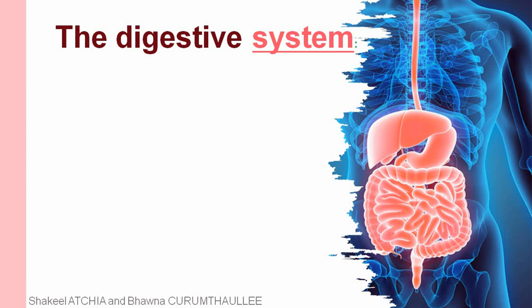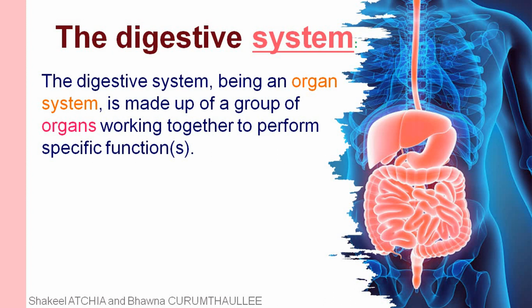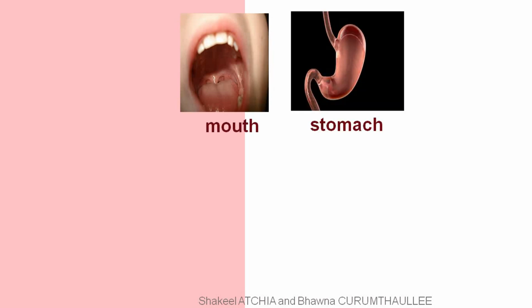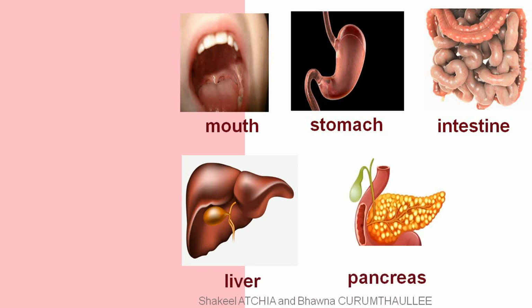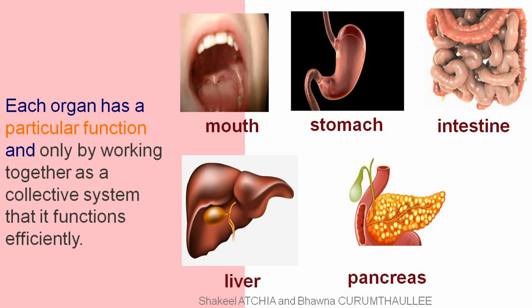As seen from the video, the digestive system being an organ system, it is made up of a group of organs all working together to perform a specific function. Which organs work together in the digestive system? There is the mouth, the stomach, the intestine, the liver, the pancreas. Each organ has a particular function, and only by working together as a collective system does it function efficiently.